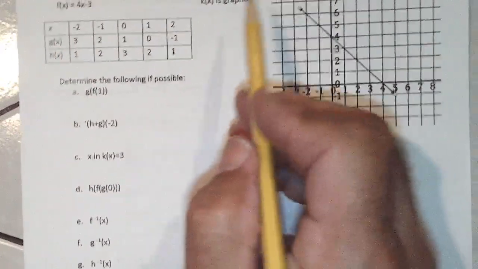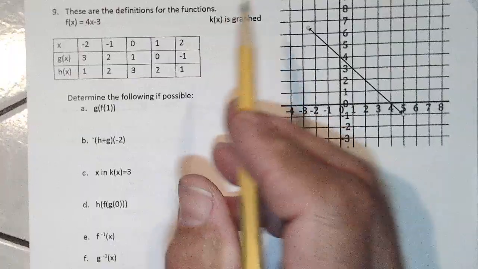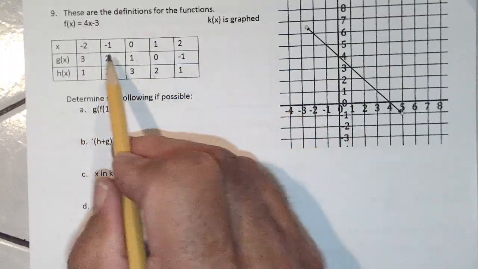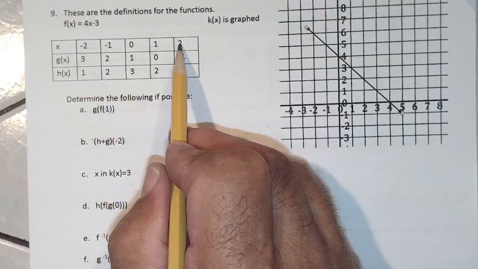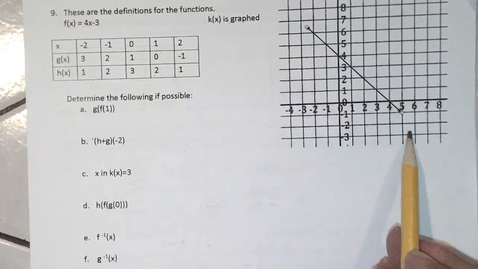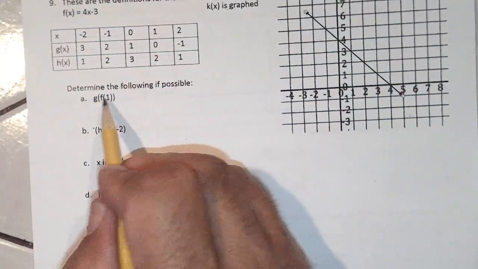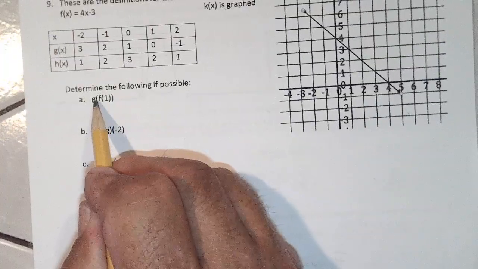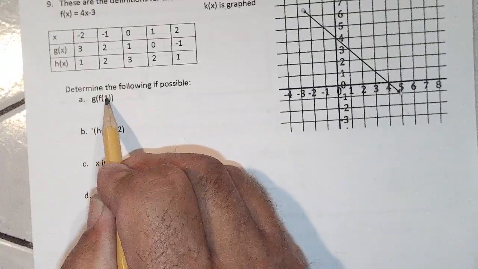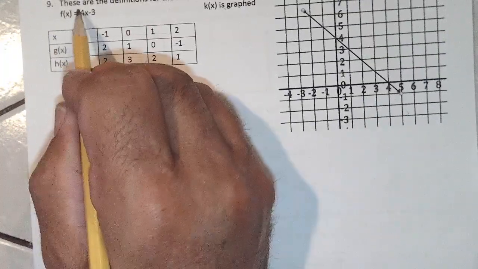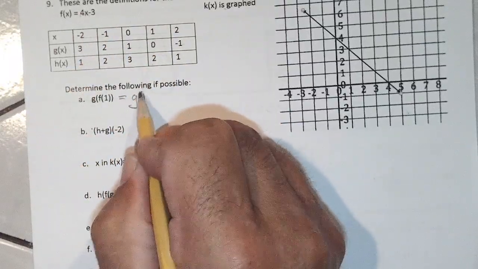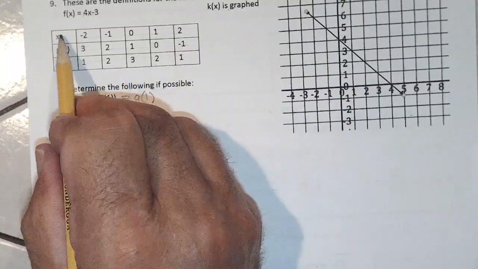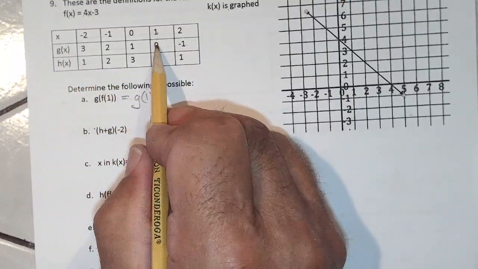Okay. f of x is this. g of x is this. h of x is this, where these are the x's. And k of x is in the graph. And it says, determine g of f of 1. So I got to put 1 into f. 4 times 1 is 4, minus 3 is 1. So this becomes g of 1. So if I put 1 into g, I get 0.